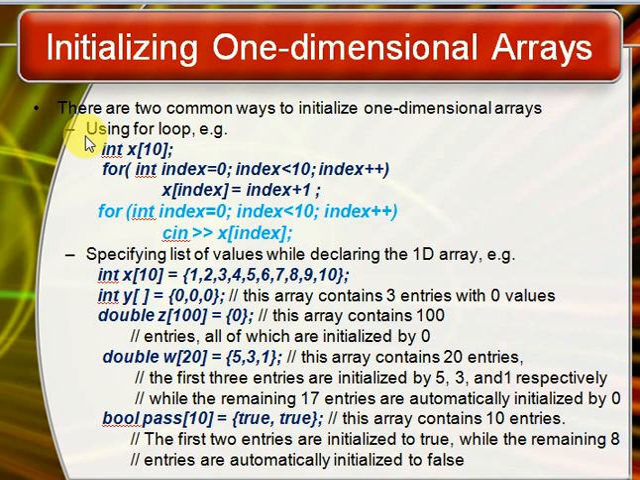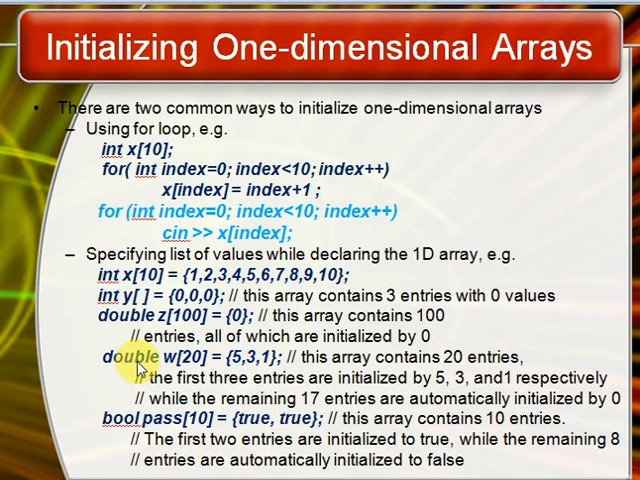Another way of initializing a 1D array is specifying a list of values while declaring it. For example, this is the declaration of array int x[10] and these are the 10 values in this array. int y[] = {0, 0, 0} means this array contains 3 entries with 0 values. double z[100] = {0} in curly brackets: this array contains 100 zero values.